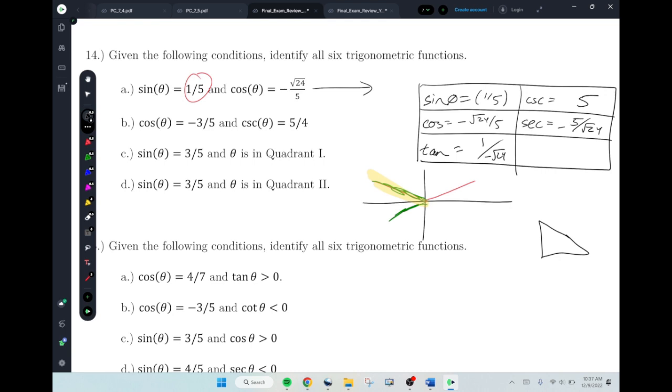All right. What do you mean? Yeah, you can see. Oh, that's very good. And if not, I'll just scratch it out, but I'm pretty sure that's it. Okay, so 1 over root 24, it's really 1/5 over root 24 fifths, and the 5's cancel. Yeah. So that means the opposite over adjacent works with sine over cosine as well.